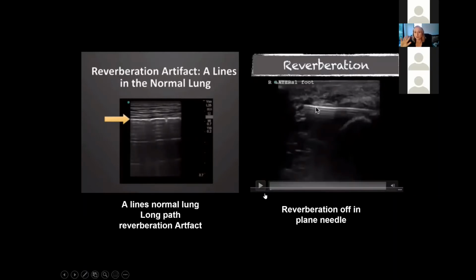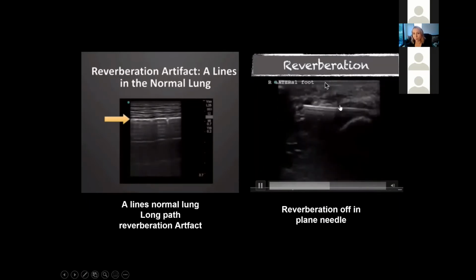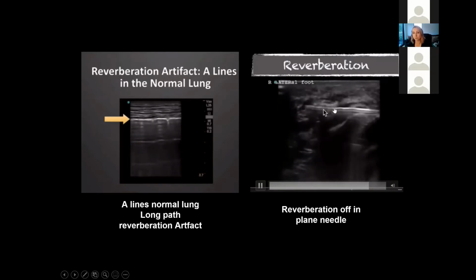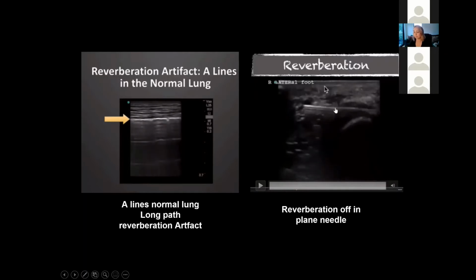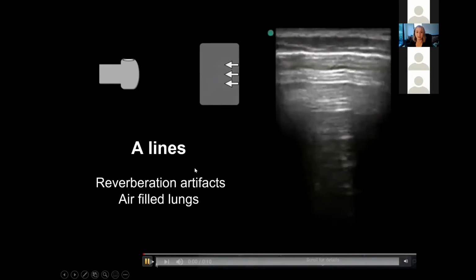Another example of a reverberation artifact not in the lung is just here on the right. This is a needle going into some tissue. I think this is an ankle. We can see when the beam is perpendicular to this needle, we've got these horizontal lines coming off it, and that's reverberation artifact as well. And this just shows how the signal is being attenuated as it reverberates. It'll ping-pong back and forth and then gets wasted as it goes down.